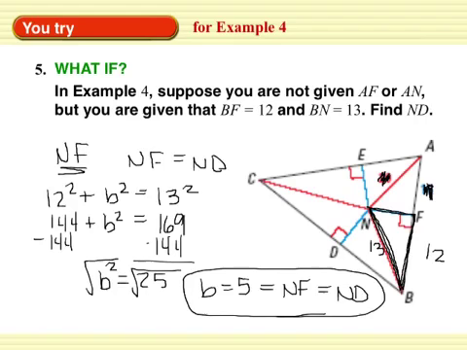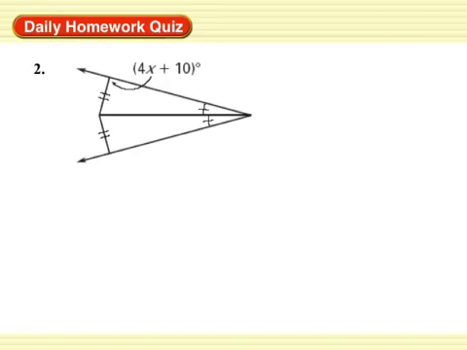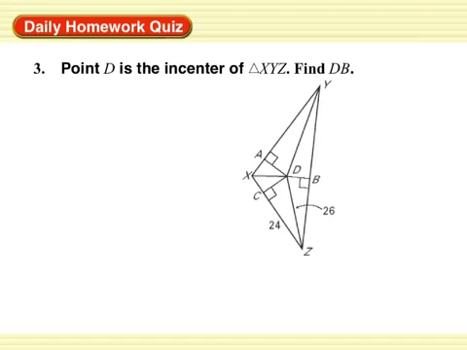Okay, I did the problem almost exactly the same as I did the last problem. So I got B equals 5, which is equal to NF, and since NF and ND are congruent, are equal, then ND equals 5. Daily homework quiz, page 1. 2 points extra credit, remember? Just put it on a separate sheet of paper and put it in the inbox. Page 2. Page 3. That's all we have for today.